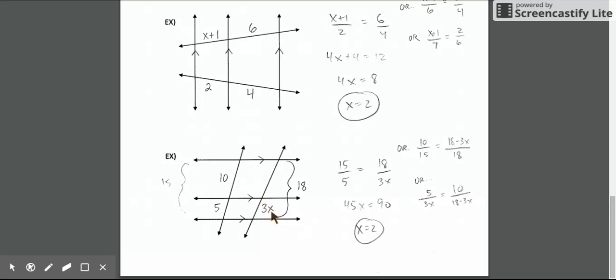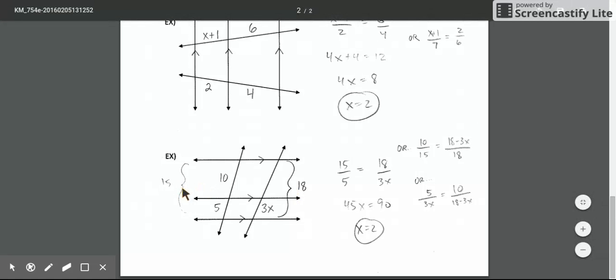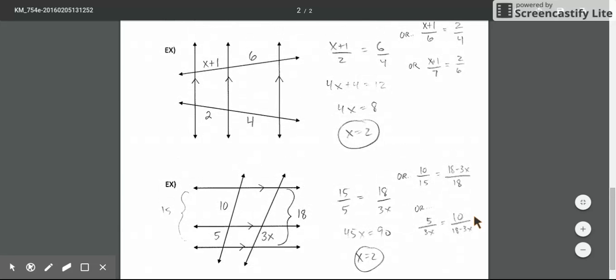So if I know I'm going to use a ratio involving the bottom right side to the total right side, 3x to 18, well, then I need my total on the left side. So I'm going to add up my left side and get 15, and then I can compare the bottom left side to the total left side, so 5 to 15. So we could cross multiply that and solve and get x equals 2. We could use that value 18 minus 3x there and then compare the tops to the bottoms, set up a ratio saying 10 to 5 is equal to 18 minus 3x to 18. Or we can do 5 to 3x is equal to 10 over 18 minus 3x. All of those are involving corresponding parts, and so they all should get us to the same exact solution, x is 2. So there's proportional parts of parallel lines.